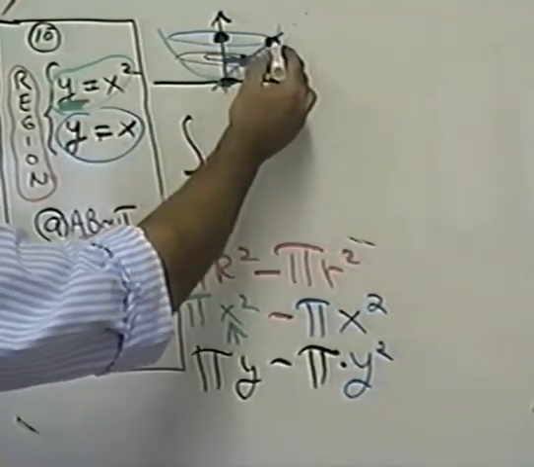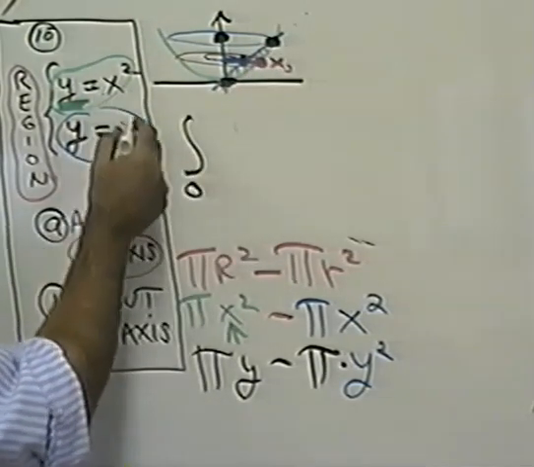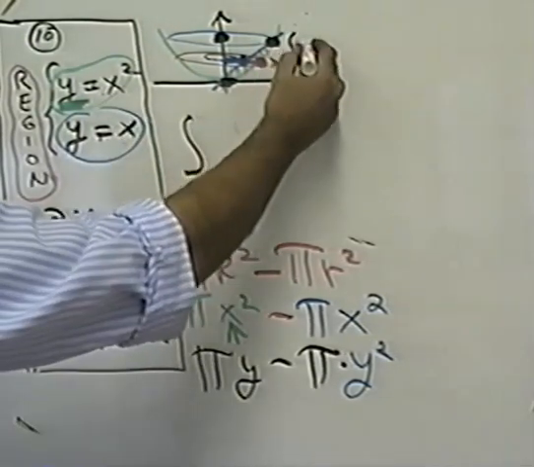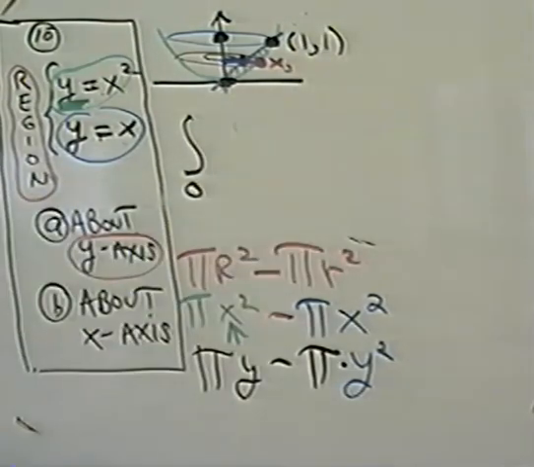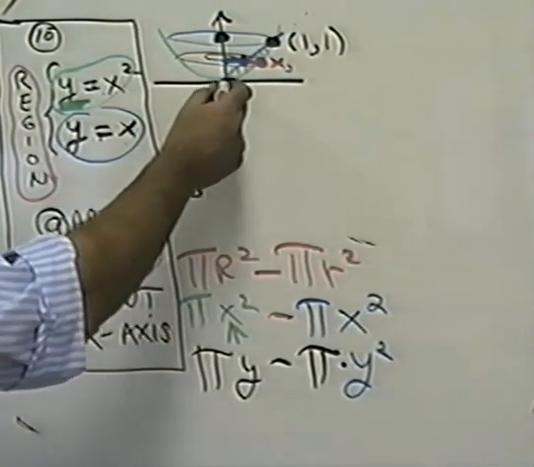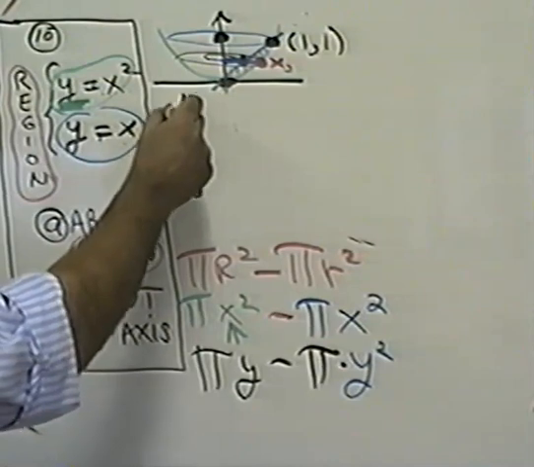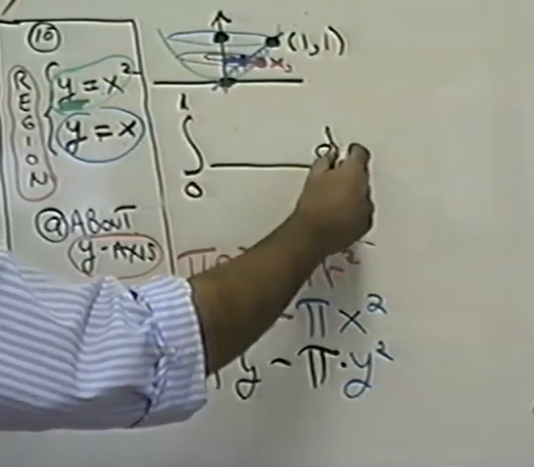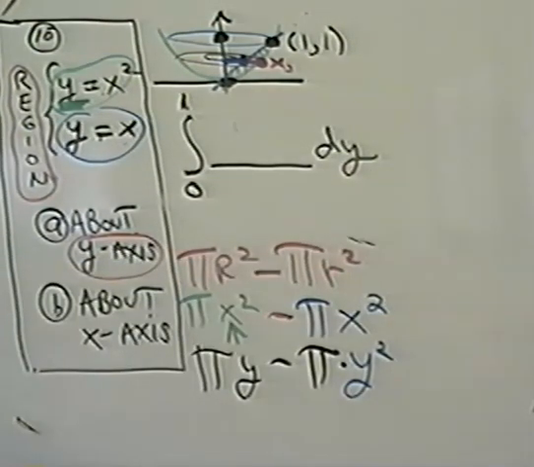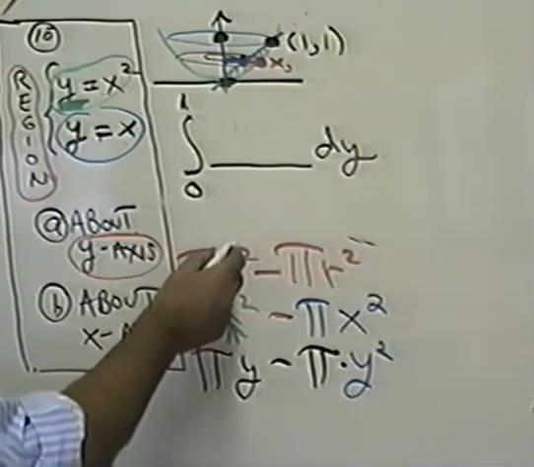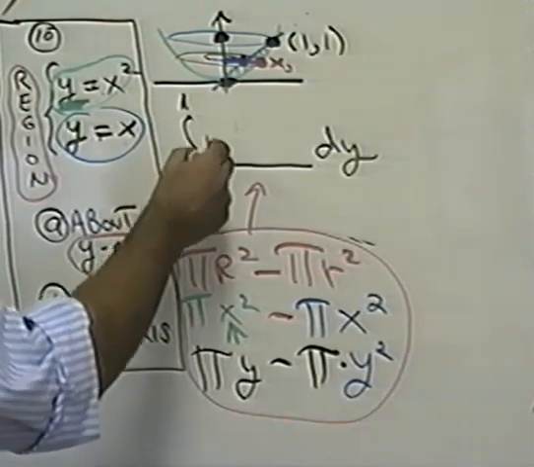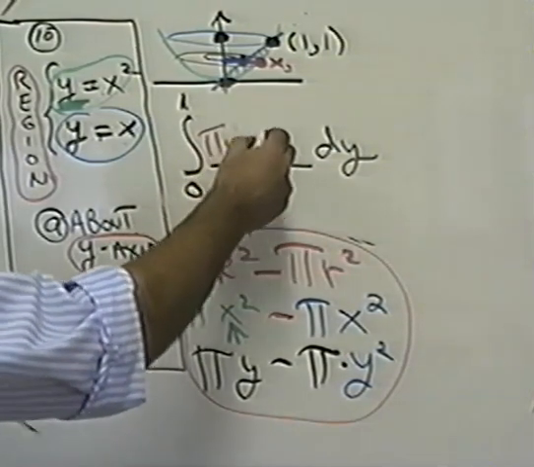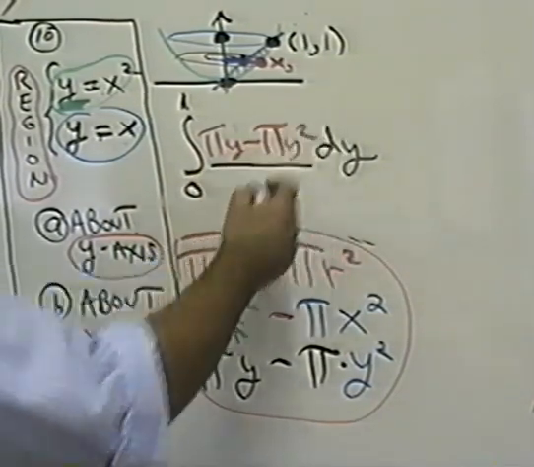If you solve these simultaneously, the green and the blue, you will probably notice that this is 1, 1, which means the y values are going to go from 0 to 1, each of the slices forming a circle, and we're going to integrate along the y-axis. Integrate, or add up. So this particular expression will go in here: pi y minus pi y squared.